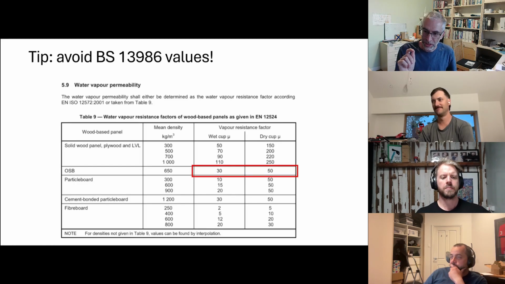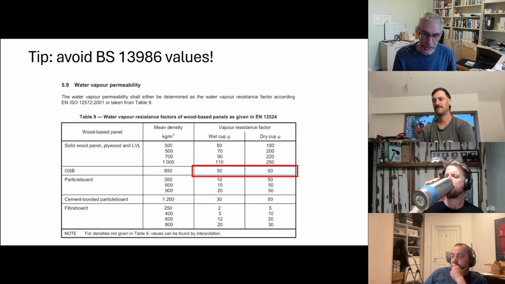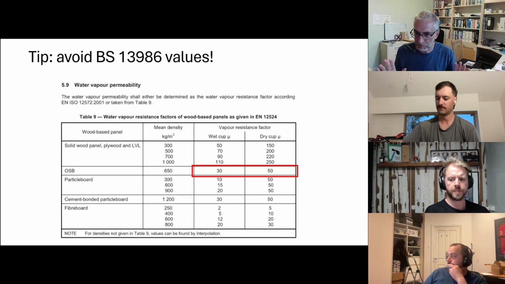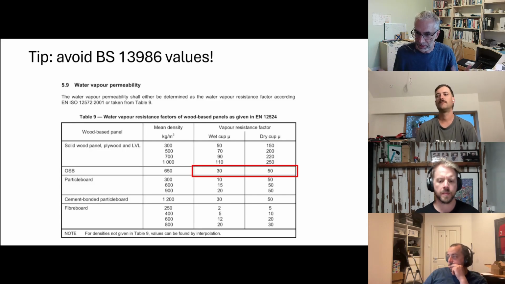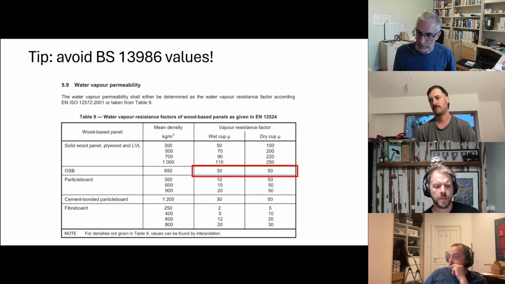So the key message here is the value, if you choose to use it from this table, is in no way experimentally determined for your particular product. It's just a generic value. And so to my mind, it has no credibility. There's no reliable implications for a particular case.